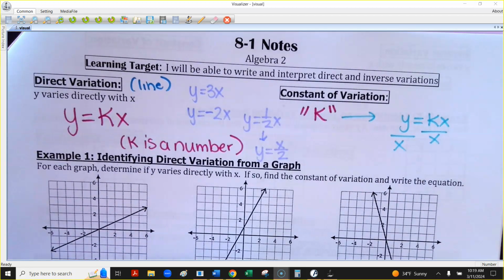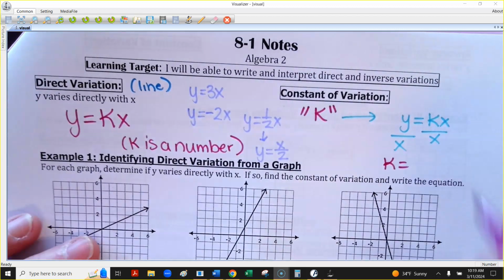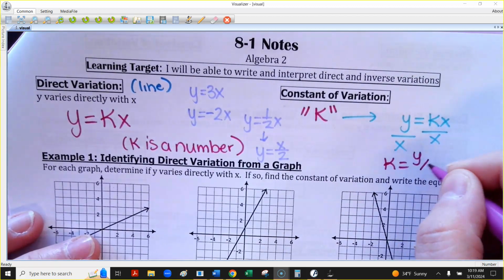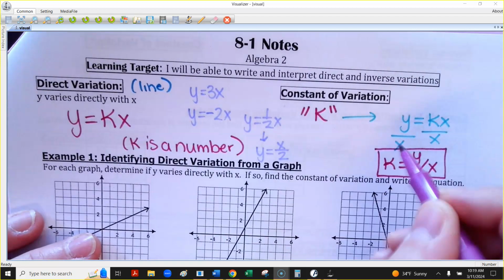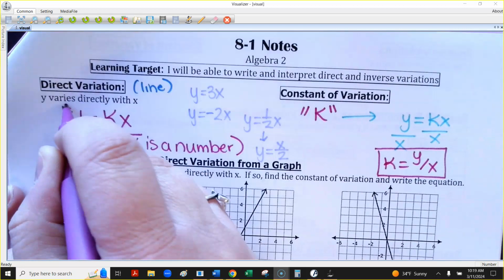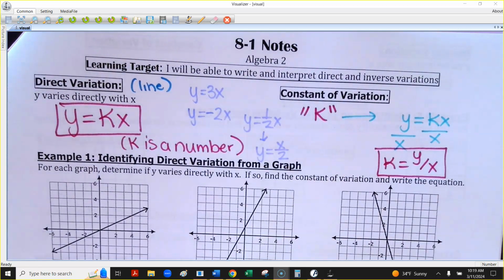Okay, so another important thing to know here, if you have a direct variation, the k value will always be y divided by x. Here's the actual relationship, y equals k times x, but if you need to find the constant of variation, you can take y divided by x to do that.